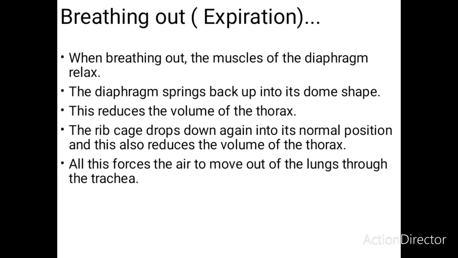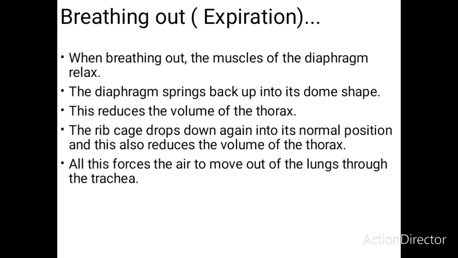When you breathe out, or during expiration, the muscles of the diaphragm relax. This means that the diaphragm springs back up into its dome shape, and this reduces the volume of the thorax. At the same time, the rib cage drops down again into its normal position, and this also reduces the volume of the thorax. So the reduction in volume in the thorax forces air out of the lungs through the trachea.